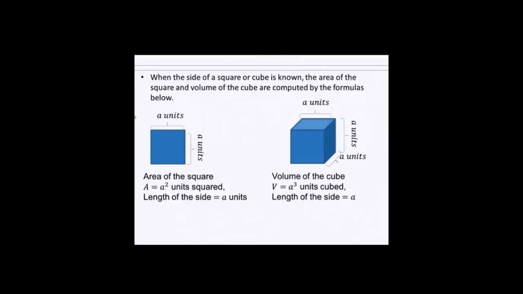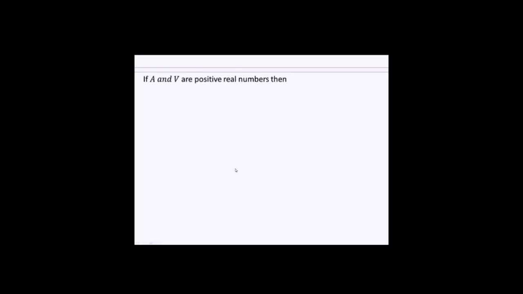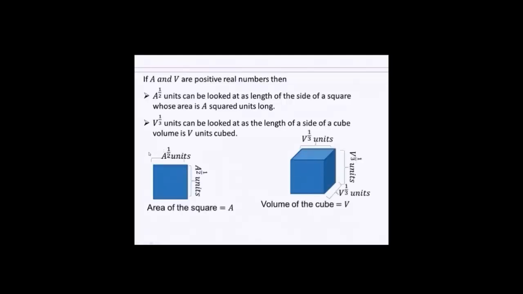Here is another way you can think of fractional powers. For example, if you look at a square or a cube of side length a units, the area of a square is given by a squared, and the volume of a cube is given by a cubed. So if a and b are positive real numbers, we can think of a to the 1/2 as the length of a side whose area is a squared units. V to the 1/3 can be thought about as the length of the side of a cube whose volume is V cubic units. So that's another way you can visualize at least the half and the 1/3 power.